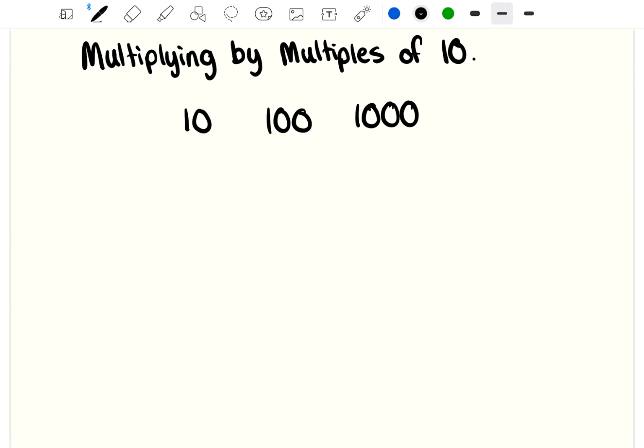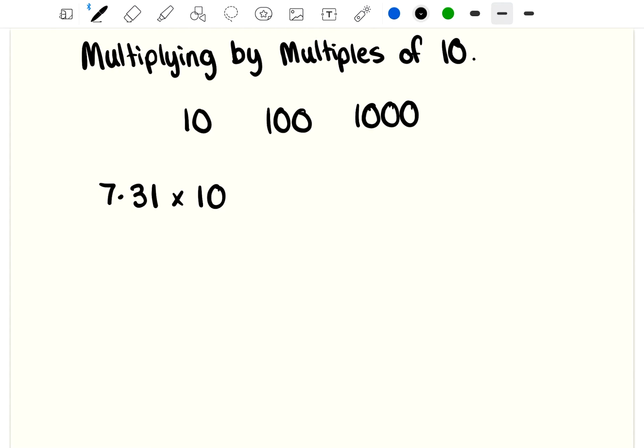Now, we're just going to do a quick recap on what we did yesterday. So an example of a problem that we did yesterday was something like this. 7.31 times 10. And we know that when we're multiplying by 10, all we're really doing is shifting all of the digits over to the left, okay?